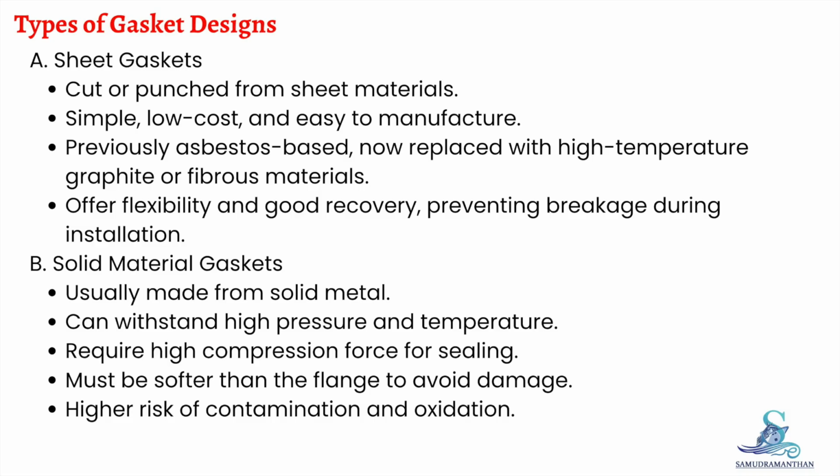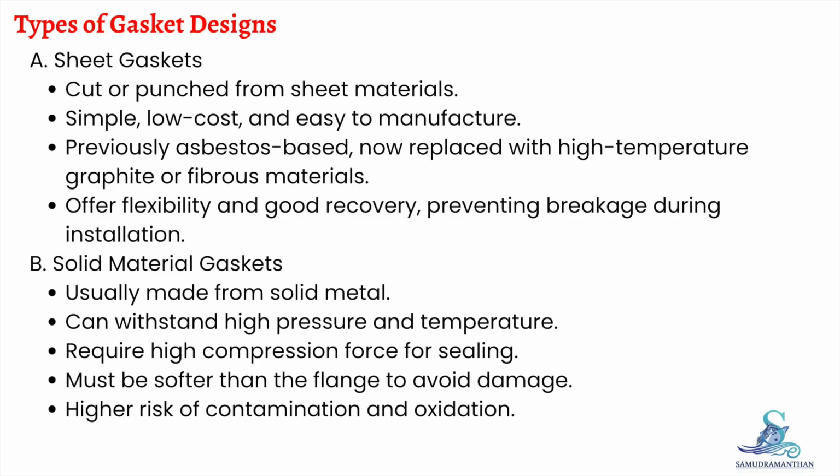First is sheet gaskets. These are the simplest and most common type. They are punched or cut from sheet material into the desired shape. Earlier, asbestos was used, but now it is replaced by fibrous materials and graphite. These gaskets are economical, flexible, and easy to install. They are suitable for general-purpose sealing.